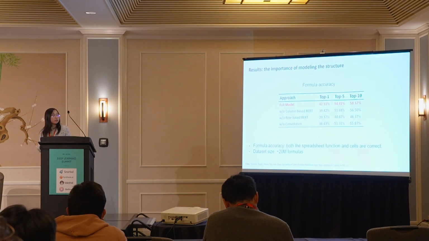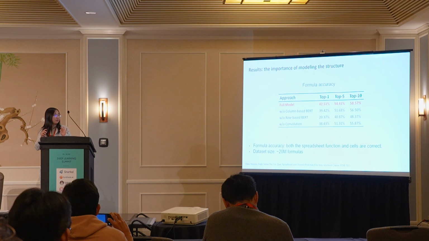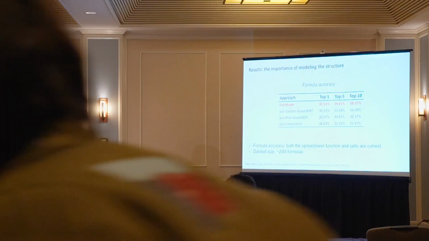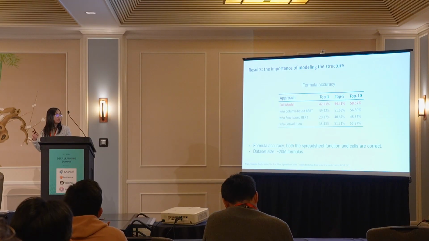For evaluation, here I'm showing some results we published in the research paper, and later on we definitely have some new results on user study, which cannot be fully published here. So from this smaller scale of data, which includes around 20 million row formulas, we can show that this modeling of structures can really allow us to achieve much better results, where this metric is computed by making sure that for the predicted formulas, both the spreadsheet operations and the cells are correct.